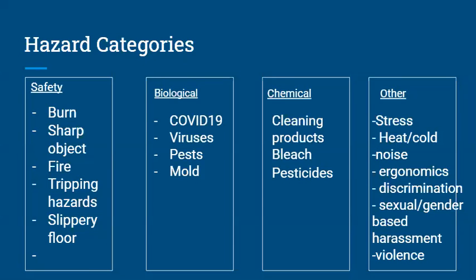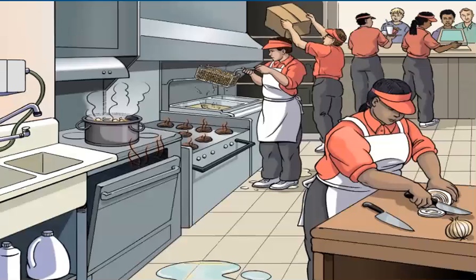Okay, thank you, Alejandra. Now we're going to move into applying those hazard categories to thinking about actual workplaces. In this example, we see a restaurant kitchen. If we think about all of those different hazard categories, things that could hurt you right away, things that might hurt you in the long term, like those ergonomic issues or stress that Alejandra was just mentioning, what hazards do we see in this picture?